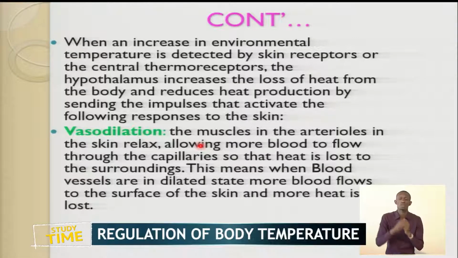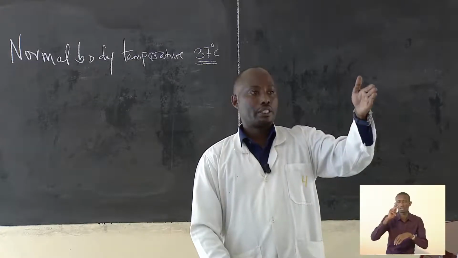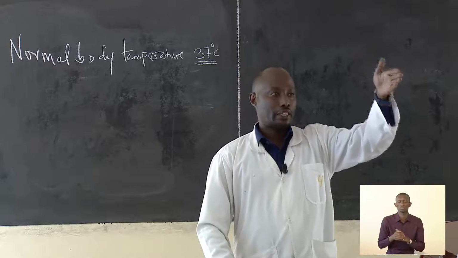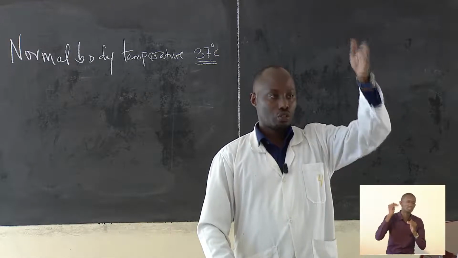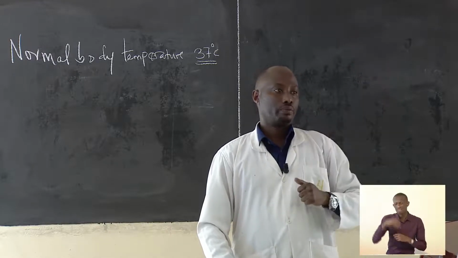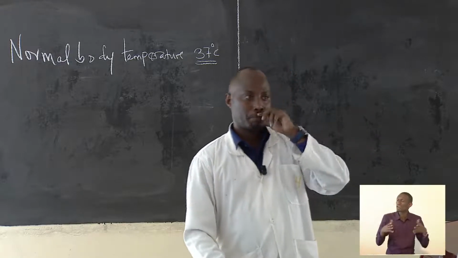When an increase in environment temperature is detected by the skin receptors, or what you call central thermoreceptors, the hypothalamus increases the loss of heat from the body and reduces heat production by sending impulses. And here I want to say, this is when the temperature is very high, not very low. When it is too hot, what happens to the body? How does the body try to regulate that body temperature?